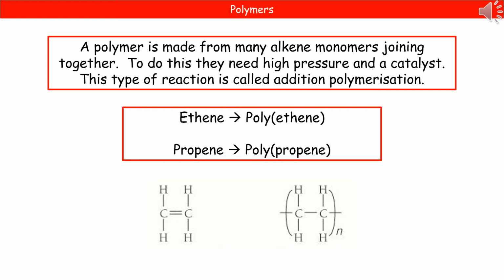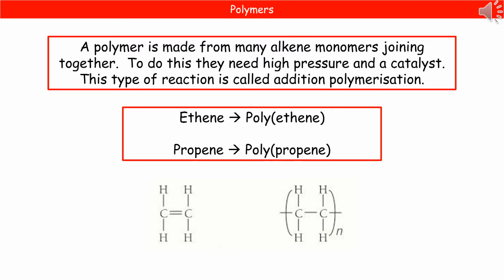When it comes to writing the name for our polymer, you start off with whatever the monomer is, stick it in brackets, and write the word poly in front. If they give you the polymer name and ask you to write the monomer, take the poly away and just write the word in brackets.